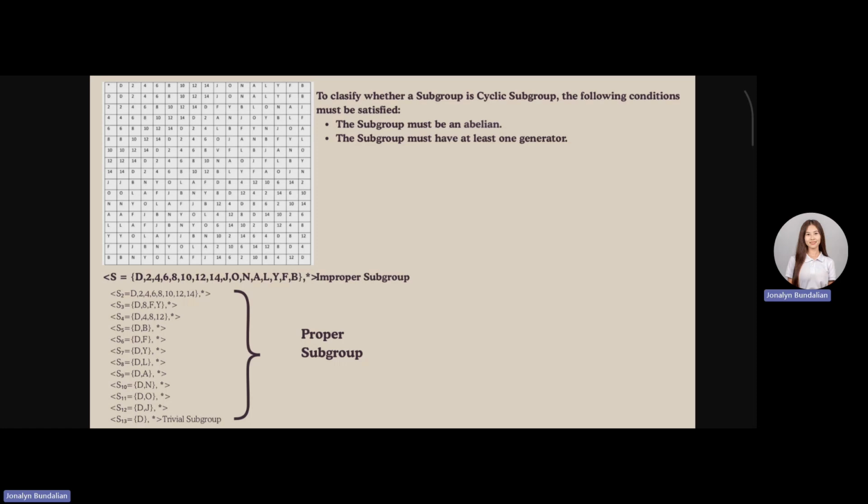S sub 6 is equal to D, F. S sub 7 is equal to DY, S sub 8 is equal to DM, S sub 9 is equal to D8, S sub 10 is equal to DN, S sub 11 is equal to DO, S sub 12 is equal to DJ, S sub 13 is equal to D, that is the trivial subgroup. And this is our original table.